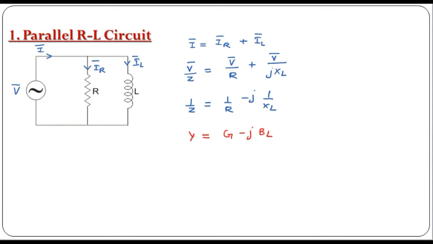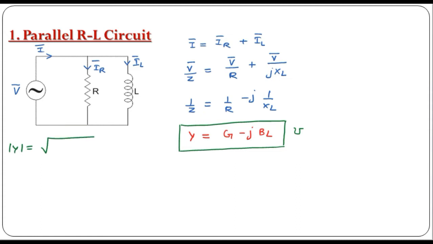Okay, so this is the admittance formula for the parallel RL circuit. It means Y is equal to G minus j BL. The unit of admittance is mho or Siemens. Okay, so अगर हमें magnitude calculate करना है, then it will be given by square root of G square plus BL square, and if we have to calculate the angle theta, it is given by tan inverse of minus BL by G.